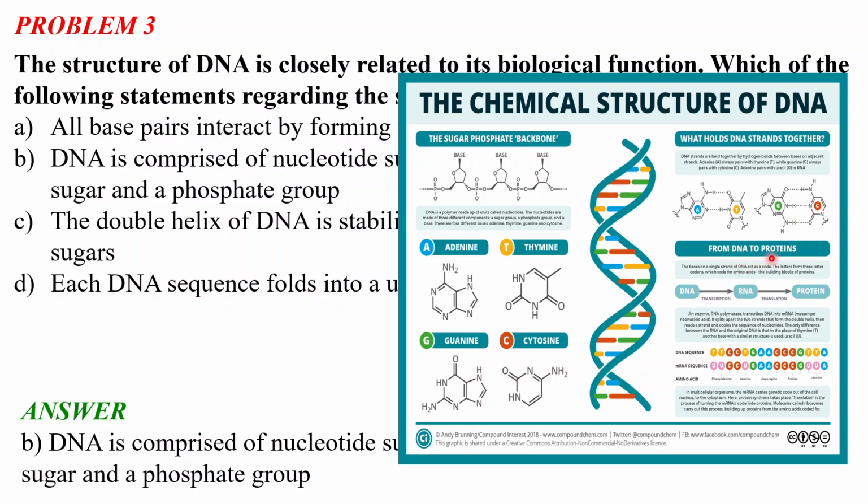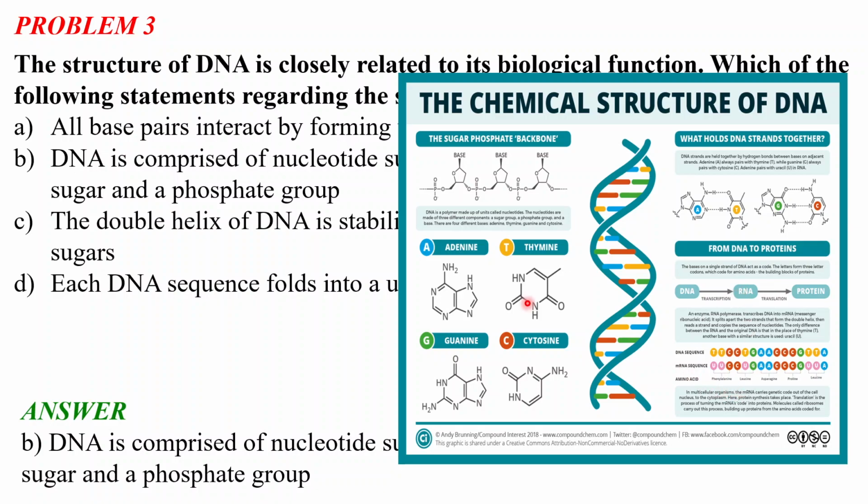From DNA to proteins, the bases of the single strand DNA act as a code. The letters form a three-letter codon, which codes for amino acids, the building blocks of the protein. From this DNA, by transcription, we get the RNA, and from the RNA, with translation, we get the protein. The enzyme RNA polymerase transcribes DNA into messenger RNA, mRNA. It splits apart the two strands of the double helix, then reads the strand and copies the code.